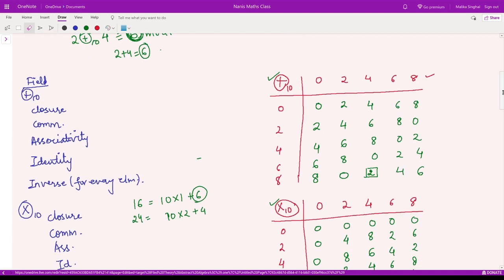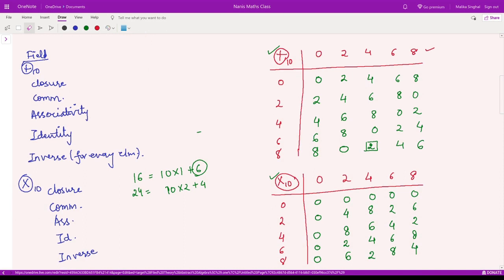So for the closure property, what does it say? It says that when you apply this operation, if you take any a and b belonging to the set F, which is ultimately this 0, 2, 4, 6 and 8, then when you operate this addition modulo 10 on them, the element should belong again to the set F. So ultimately the numbers after this should be either 0, 2, 4, 6 or 8 only.